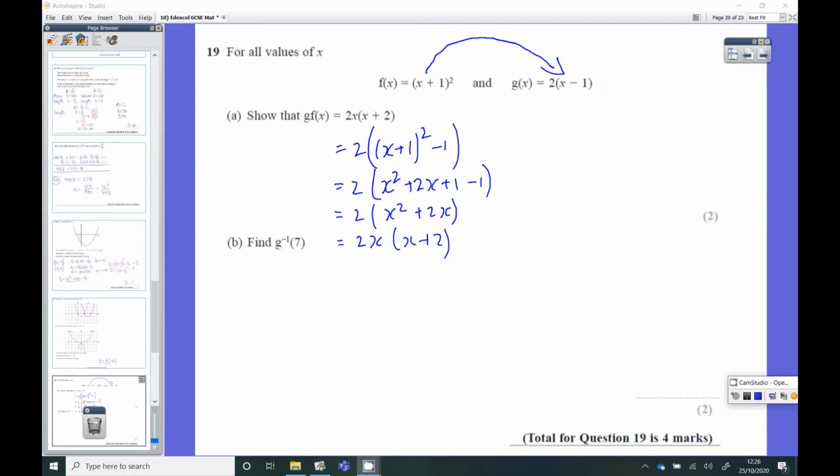Part B, we've got to work out the inverse function for g of 7. So we need to start off by working out the inverse function for g. Now g of x equals 2x minus 1. So let's introduce y and say y equals 2 lots of x minus 1. Now to find the inverse function, we've got to change the subject. So let's divide by 2.